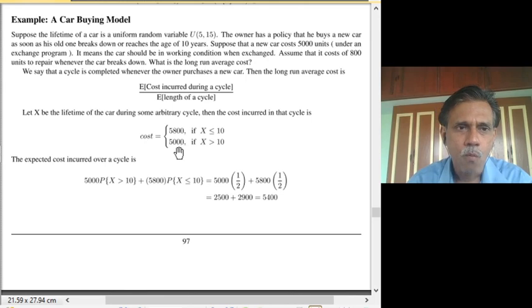So what is the expected cost during a renewal cycle? It is the expectation of this one. So it is 5,000 into the probability that X is greater than 10 plus 5,800 into the probability that X is less than or equal to 10. Now, what is X? X is a uniformly distributed random variable between 5 and 15. Then what is the probability that X is greater than 10? You can see that it is equal to 1 by 2.